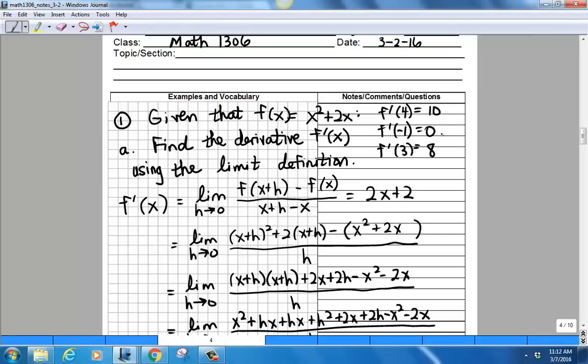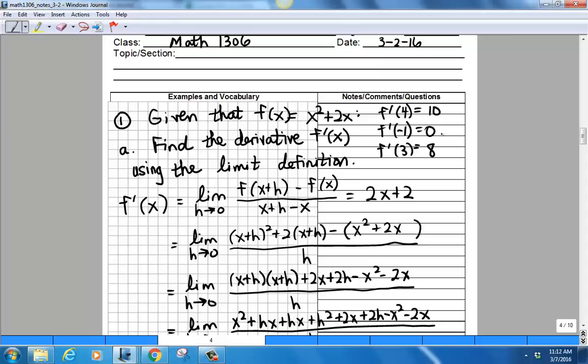For any input for this particular function, you can find its rate of change just by multiplying the input by 2 and then adding 2 to it. So you can calculate every single possible rate of change for this function, x squared plus 2x, by using this formula. That is called the derivative function, or the rate of change function. The rate of change function tells you what is the rate of change at any input, and you don't have to go through this limit process for that function ever again. All you have to use is the 2x plus 2.